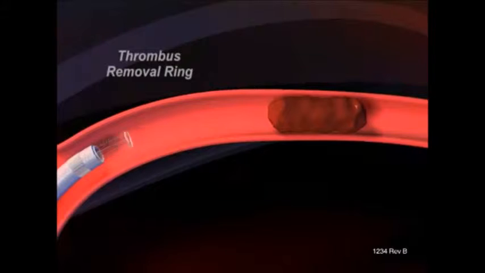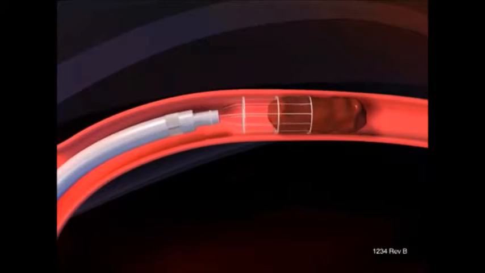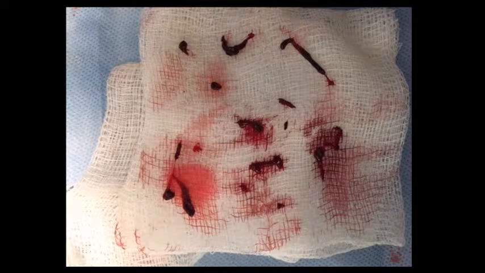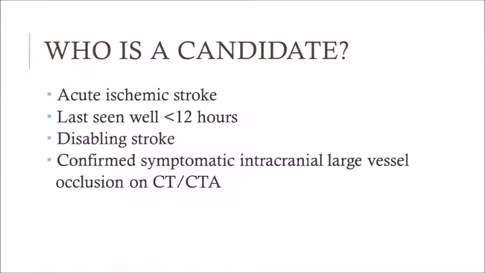Endovascular therapy can be done with or without TPA. Here's an example of some clot that came out of a patient who had a large vessel occlusion. Patients that have a confirmed large vessel occlusion with a small area of infarct and a last seen normal under 12 hours are generally good candidates for endovascular therapy.